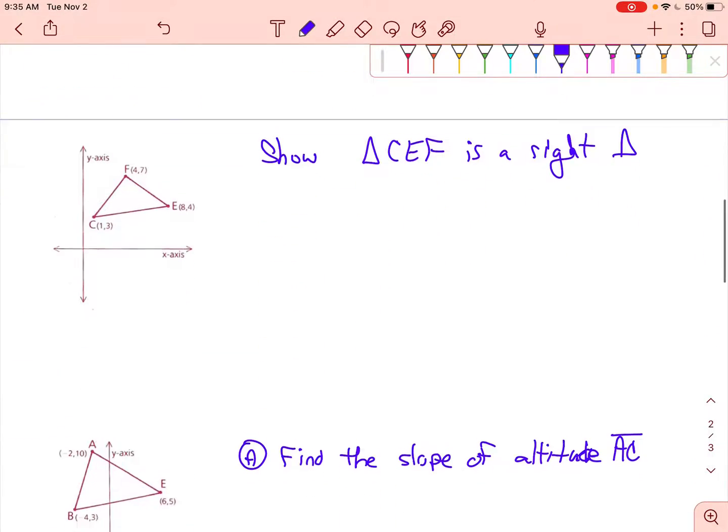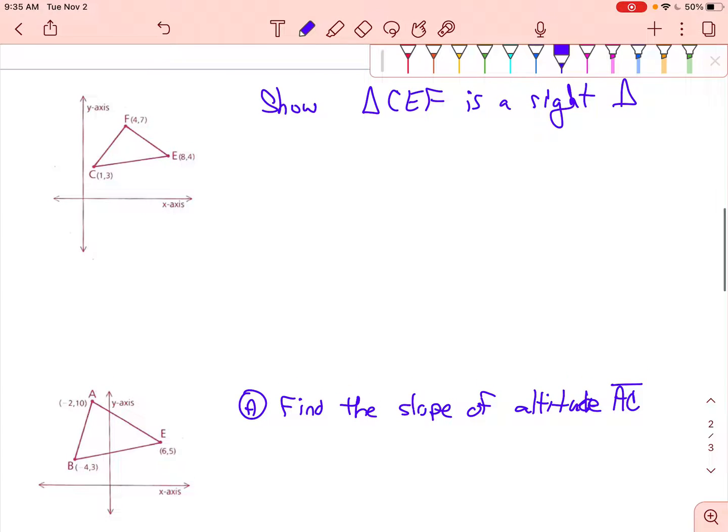Okay? We are going to do some problems. So we are going to show that triangle CEF is a right triangle. To do that, we are going to go ahead and find the slopes of the sides. So we're going to find the slope from C to F to start.